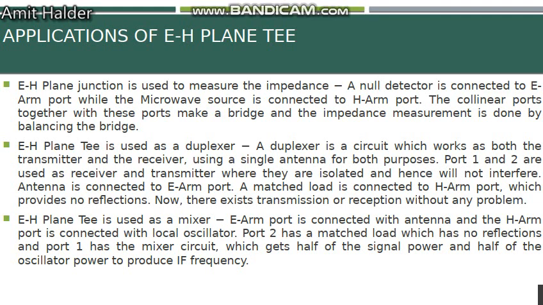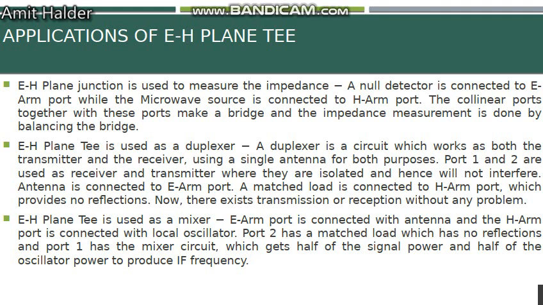A null detector is connected to the H arm port, while the microwave source is connected to the H arm port. The collinear ports together with these ports make a bridge, and the impedance measurement is done by balancing the bridge. The H plane T is used as a duplexer. A duplexer is a circuit which works as both the transmitter and the receiver using a single antenna for both purposes.